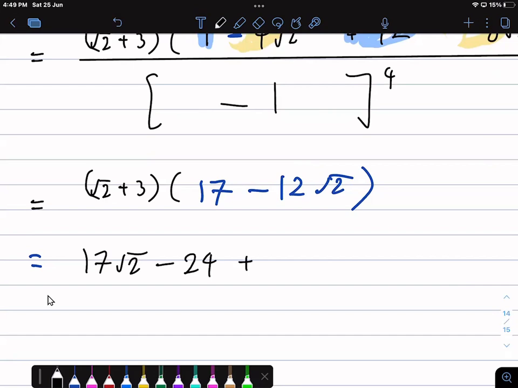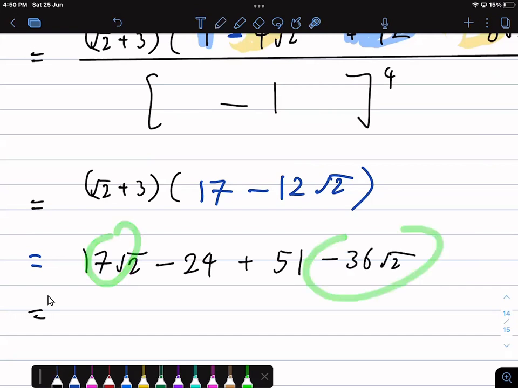So 3 times 17 is 30 plus 21, 51. 3 times 12 is 36, so minus 36 root 2. Simplify. 17 minus 36 is the same as 36 minus 17 with an extra minus sign. 36 minus 17 is the same as 36 minus 16 minus 1, which is 20 minus 1, which is 19 root 2. Minus 24 plus 51. 51 minus 24 is the same as 50 minus 23. 50 minus 20 minus 3. 30 minus 3. 27.